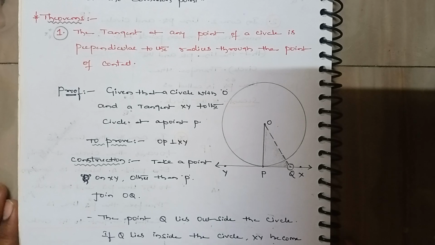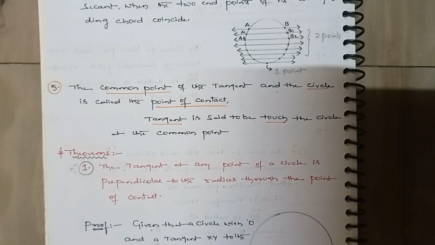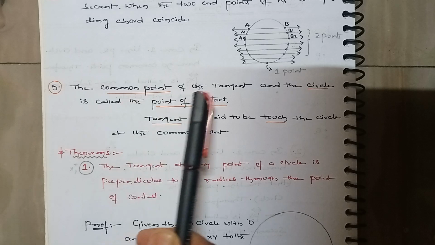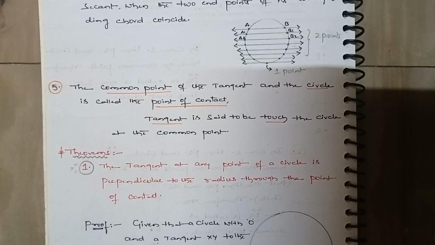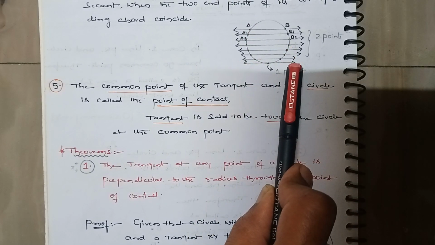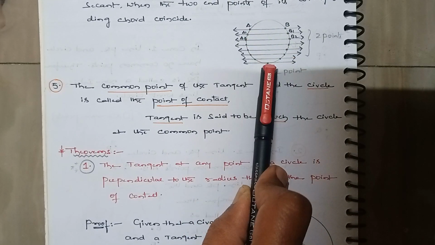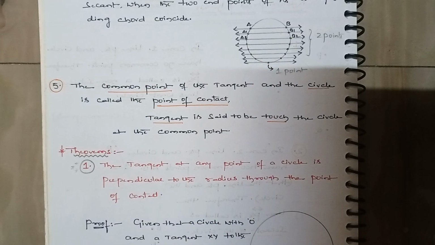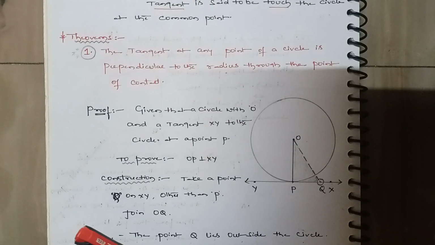Actually, what is a point of contact, guys? The point of contact is nothing but the common point of a tangent and a circle. This is a circle and this is a tangent. The common point of the circle and tangent is called the point of contact. Now let's discuss this theorem.